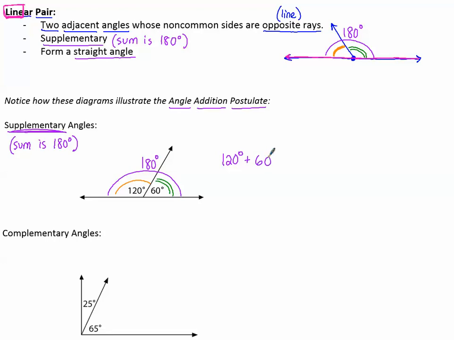120 degrees plus 60 degrees equals 180 degrees. Similarly, complementary angles, remember these are angles where the sum is 90 degrees. Notice in this picture that we have this right angle. Right angle is 90 degrees. It's made up of two angles that are adjacent to each other. Let's add those using the angle addition postulate. 25 degrees plus 65 degrees equals 90 degrees. These are complementary angles. Using the angle addition postulate, they add up to 90 degrees, the right angles shown in the picture.